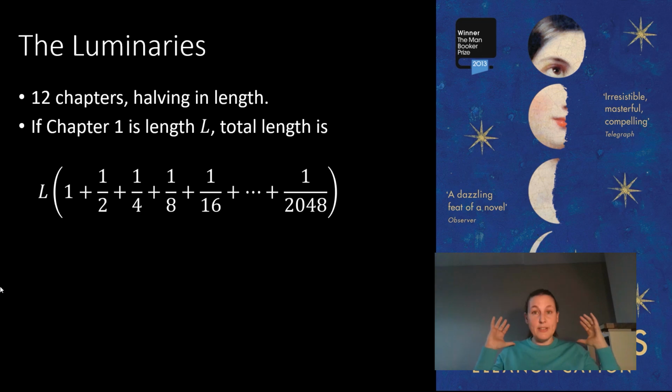So let's say you start with a chapter of length L, whether that's words or pages or something, just say it has length L. Then the total length of the whole book with 12 chapters, the first chapter is L, then you've got half L, quarter L, eighth L, and so on, until you get to 1/2048 of L for the final 12th chapter. So, okay, that's fine, you could work that out. But this is an example of a slightly more general thing called a geometric progression.